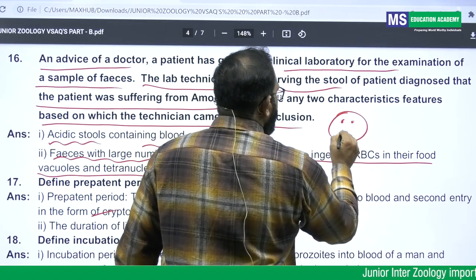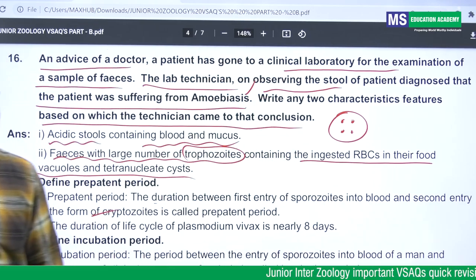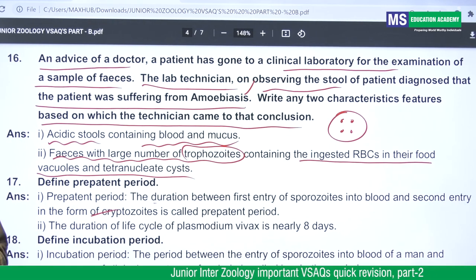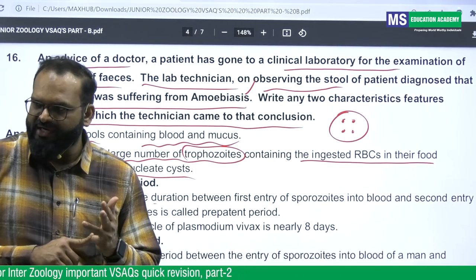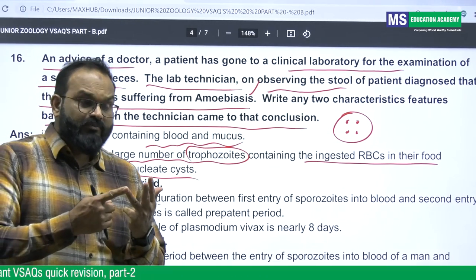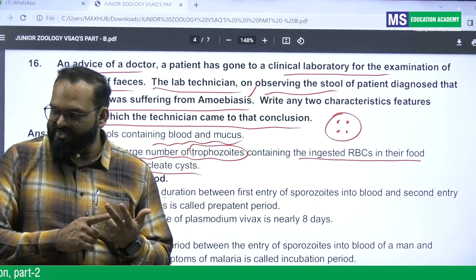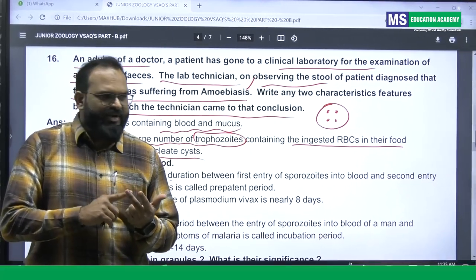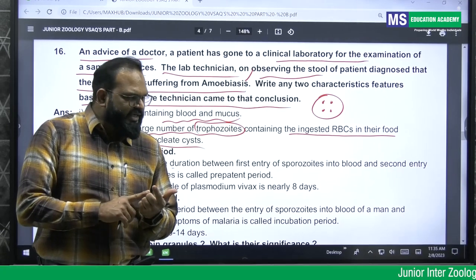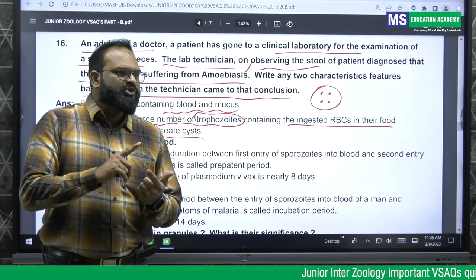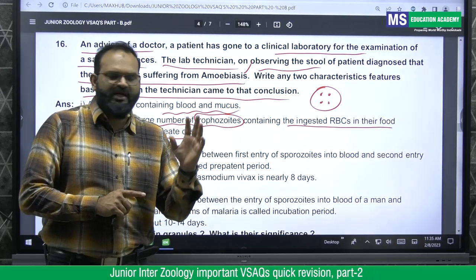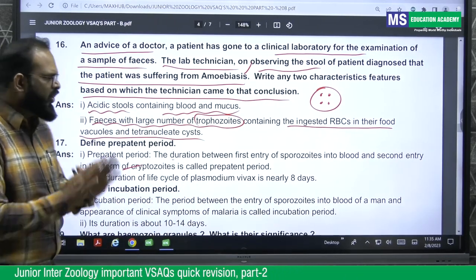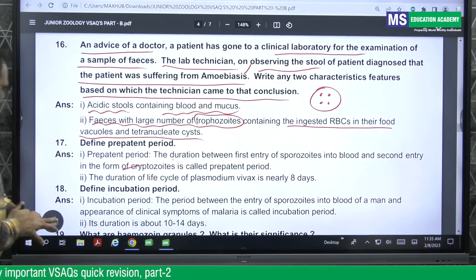So this, if possible, you draw this diagram and write tetranucleated cyst. So isme kya likhna hai aapko? Ek to tetranucleated cyst likhna hai. Aur dusra, acidic stools, mucus, blood and trophozoite. Trophozoite ke andar ye jo food vacuole hai, food vacuole ke andar ingested blood cells hai, pure cheez aapko likhna hai. Right.